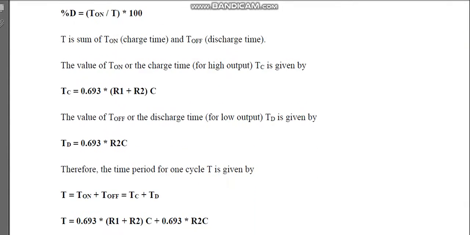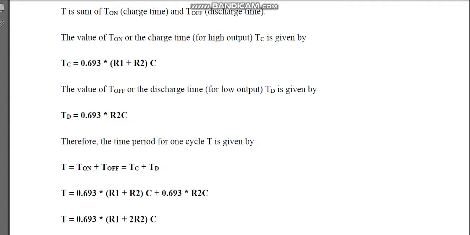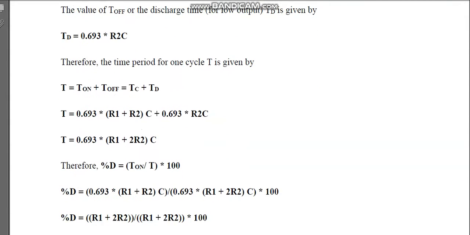Next coming to the total T, you know the total T has an on period and an off period. On period will be charging of the capacitor and off period will be discharging of the capacitor. Just add them. So you will have this formula, (R1 plus 2 times R2) into C, and 0.693 is common to both, so I am leaving it as it is.